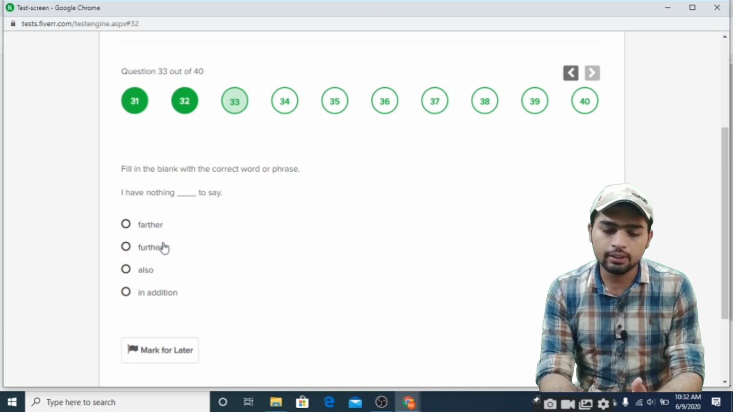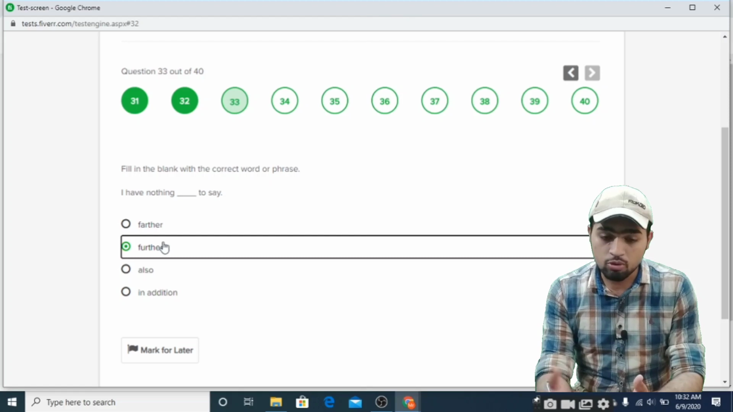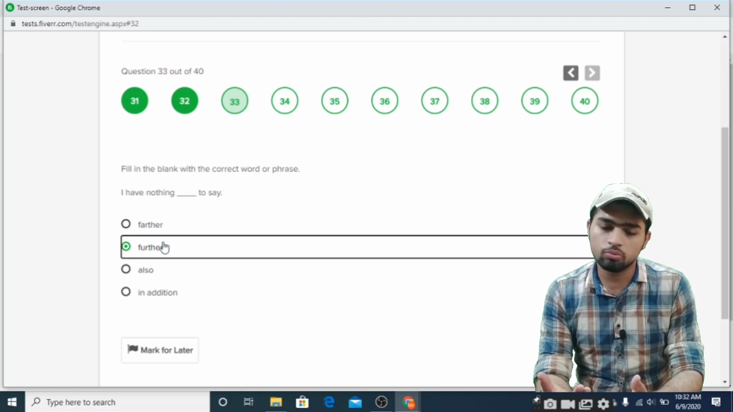Nothing further is the wrong answer. Nothing further seems to be correct. Nothing also wrong answer. And nothing in addition to say, this also seems to be wrong. So option 2 is correct.